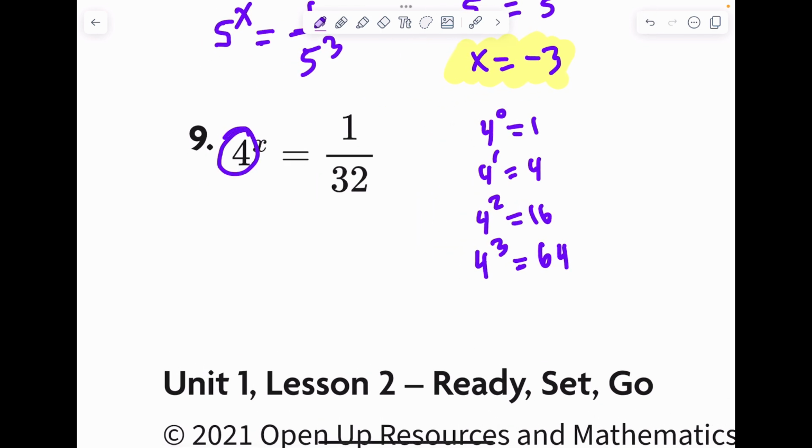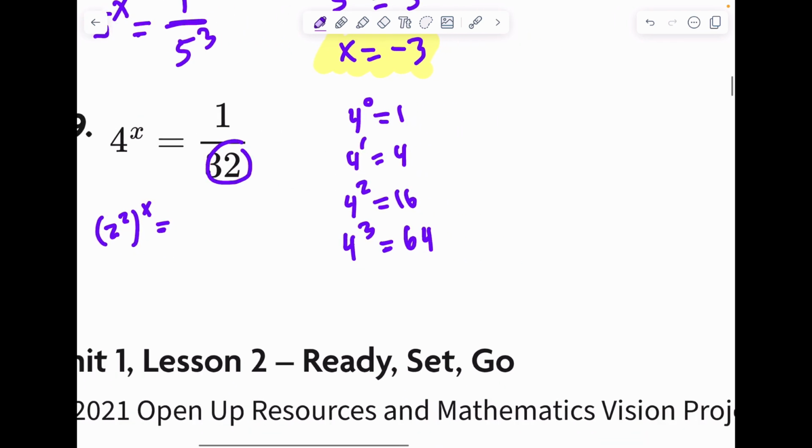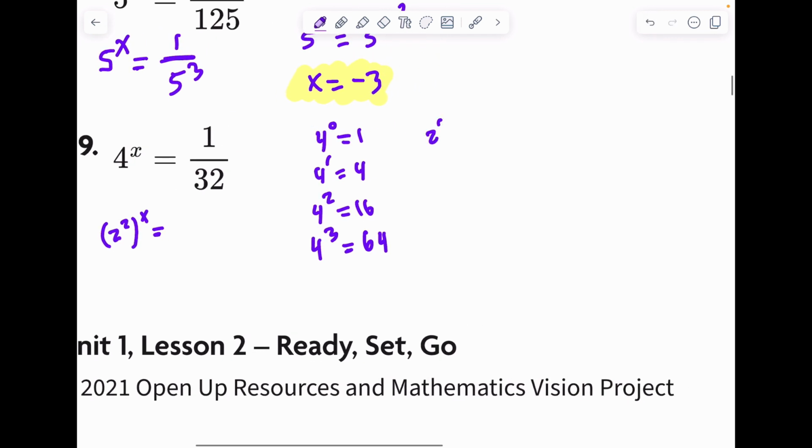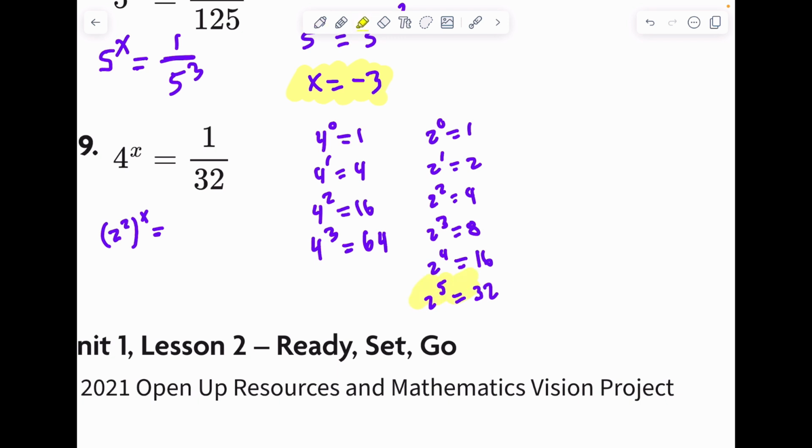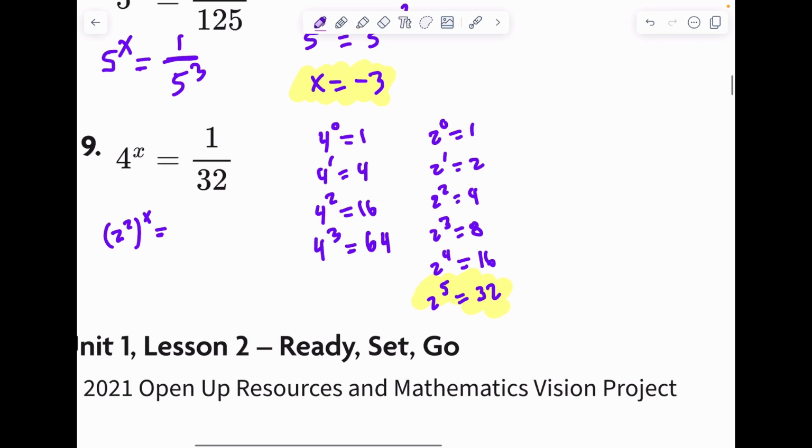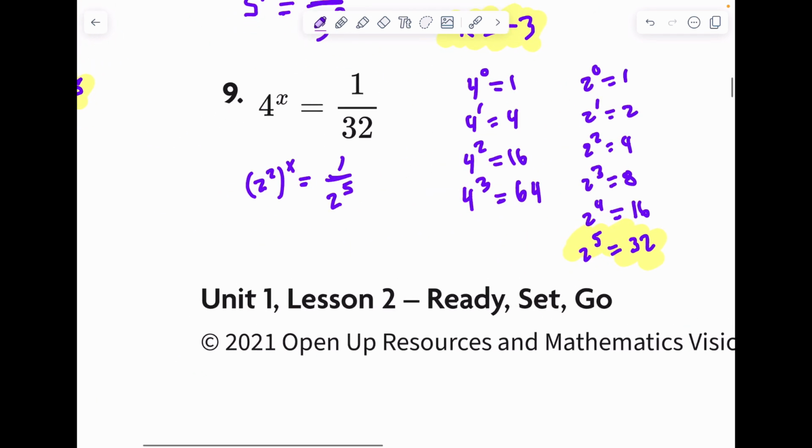So now let's rewrite this 4 as a power of 2, okay? So let's think about this as 2 squared to the power of x is equal. And now let's think about 32 in terms of powers of 2. So if I have 2 to the 0 is 1, 2 to the 1 is 2, 2 squared is 4, 2 cubed is 8, 2 to the 4 is 16, almost, 2 to the 5 is 32, ding, ding, ding. Okay, so I found that. I can rewrite this as 1 over 2 to the 5th power, okay? Now, we're getting there, right?